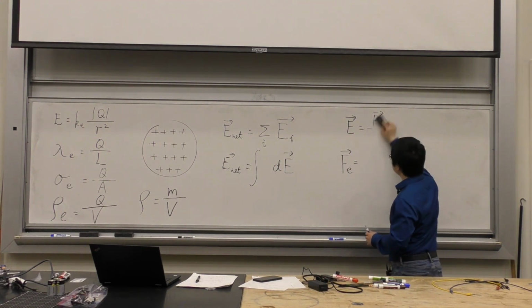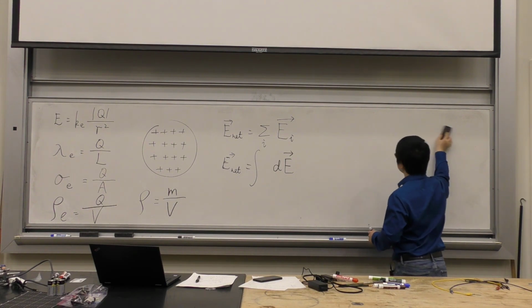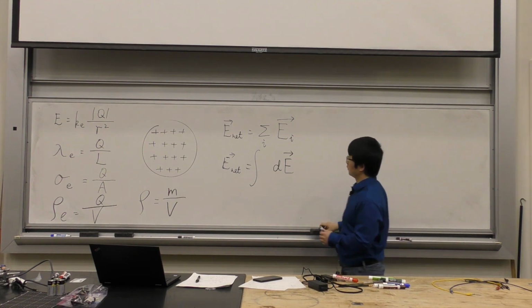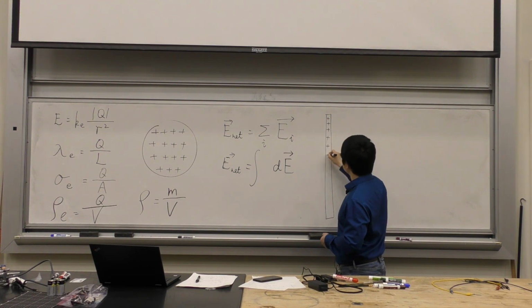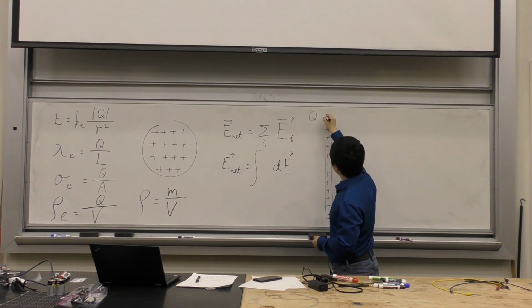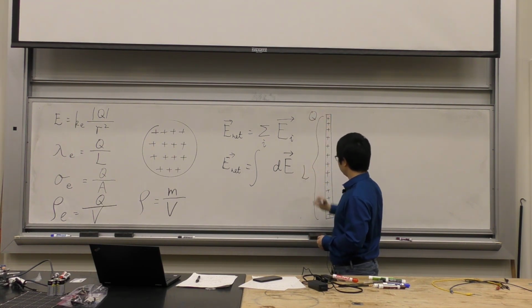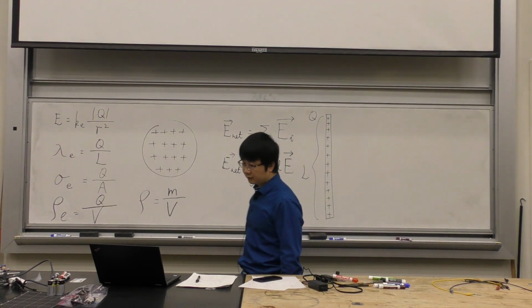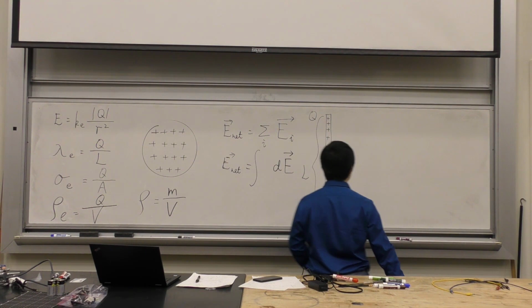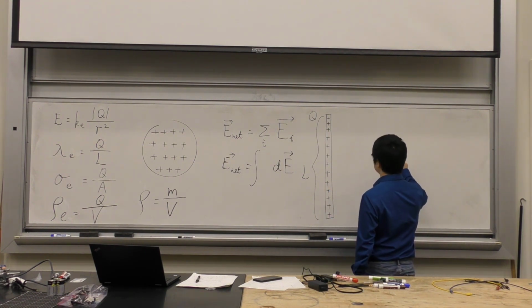And we're going to do some derivation using calculus. All right, so let's see. This is a rod. It has been charged with positive charge, and the total charge on it is big Q, and it has a length big L. Now we want to find the electric field at the point P.